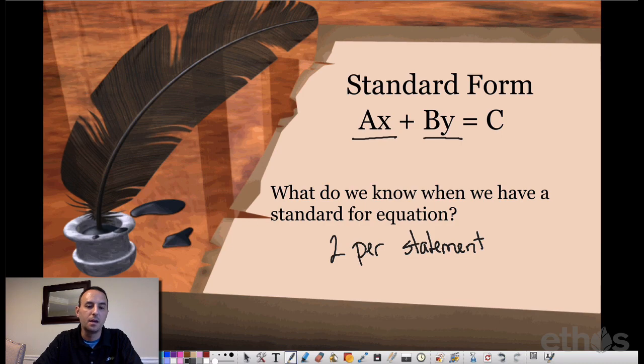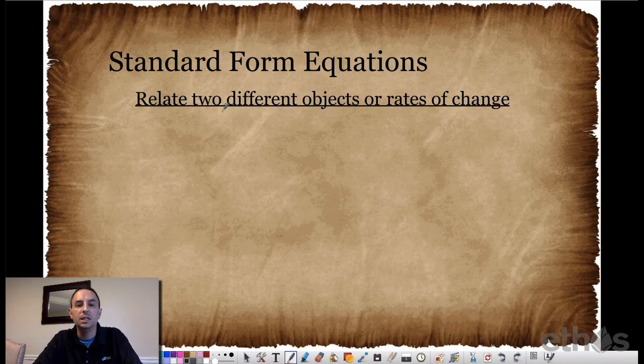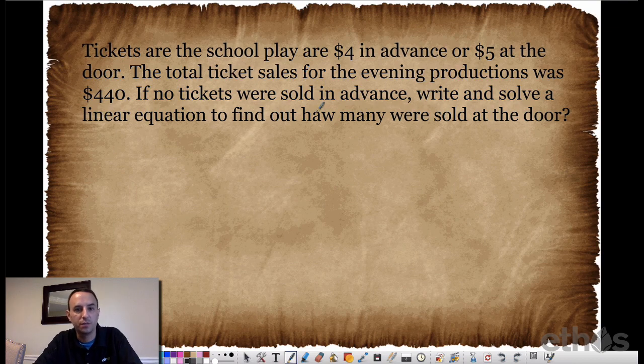So you really need these 2 different objects or 2 different rates of change. And that's really the key to this problem. Slope-intercept gave you 1 rate of change and a starting point. This gives you 2 rates of change. So as we read the problem, that's what we're looking for, those 2 rates of change. And that's the kicker to finding what equation to use for this type of problem. So again, it was ax plus by equals c.